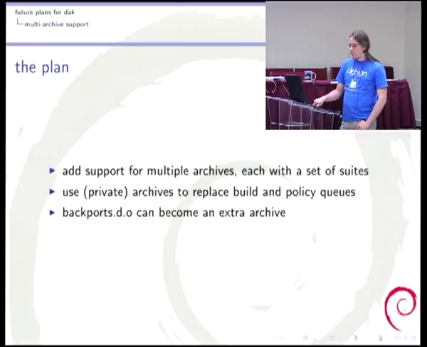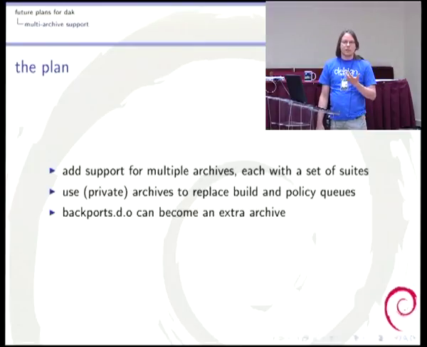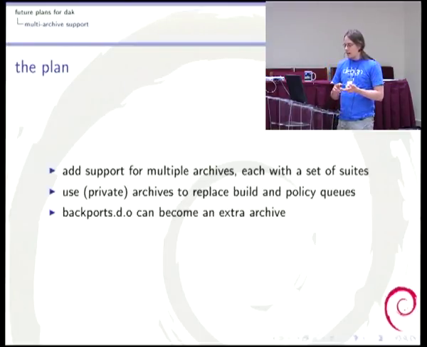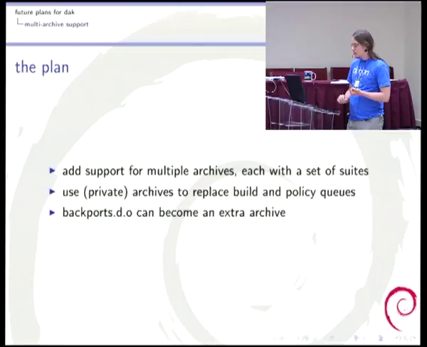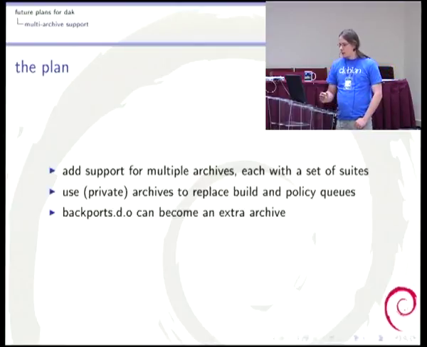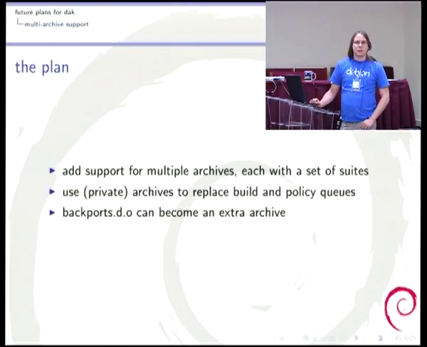And a private archive, which looks basically the same, but is not exported to a public place, should be used to replace the build and policy queues. Actually, there are now three of these private archives. One is for new and byhand, which is a bit special for various reasons. Then there's an archive for the build queues and another archive for the remaining policy queues. And if you want to merge backports.debian.org and keep it on a separate mirror network, then it could just become an extra archive in the setup.